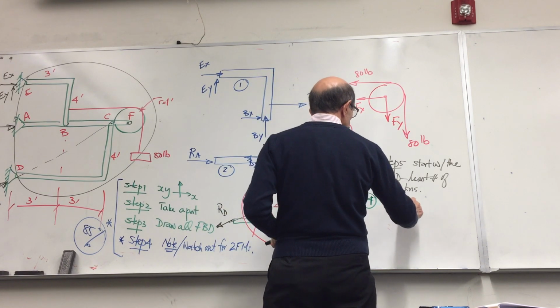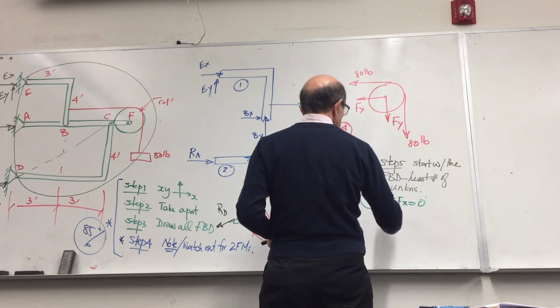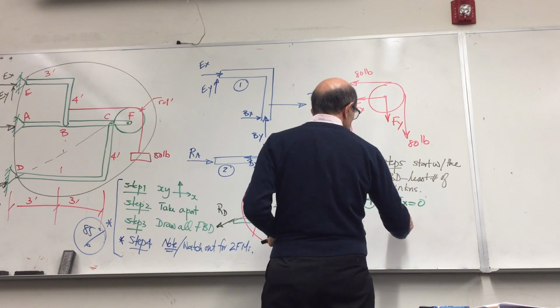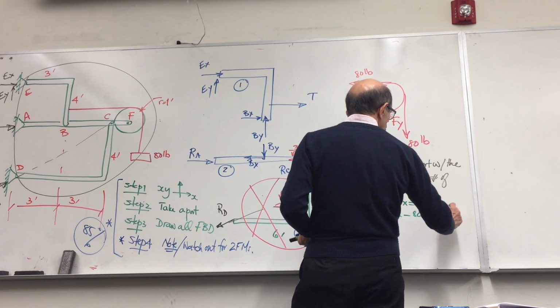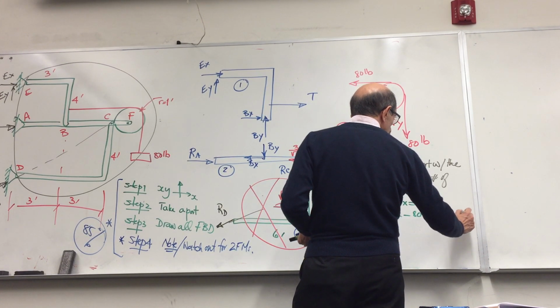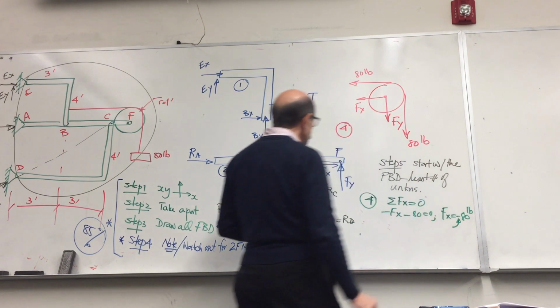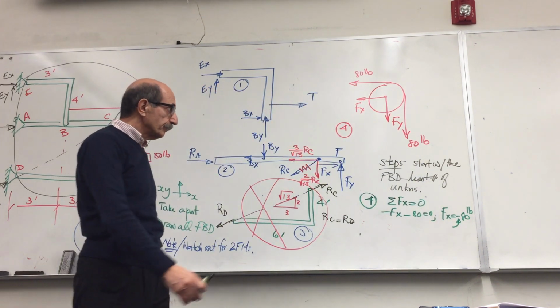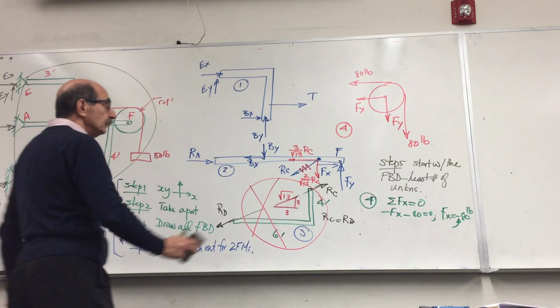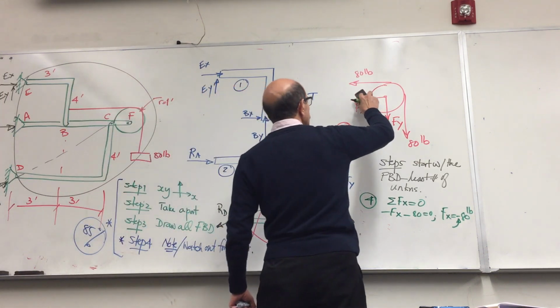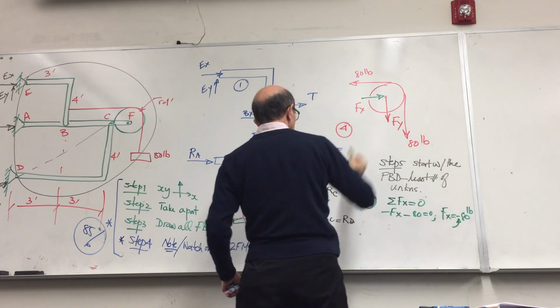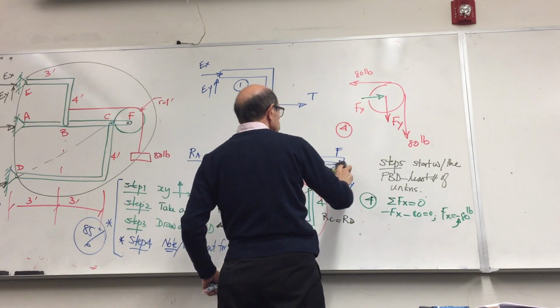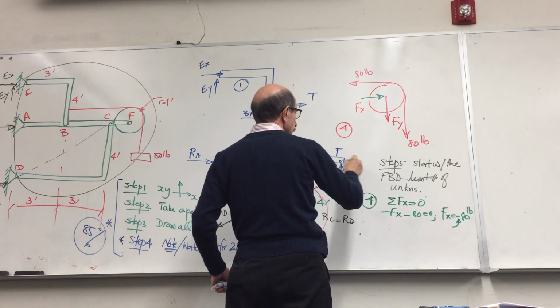Write summation of forces along x equal to 0. I have negative Fx, negative 80 equal to 0. So Fx comes out to be negative 80 pounds, which means the assumed direction is wrong. So I have to change that on all diagrams where it appears. This should be this way, and on this one should be that way.